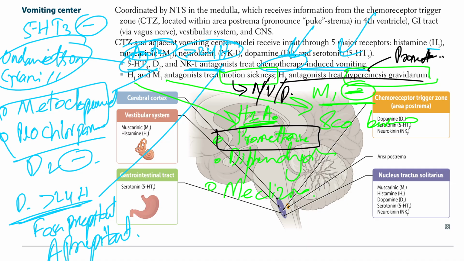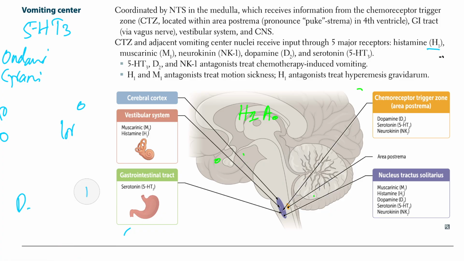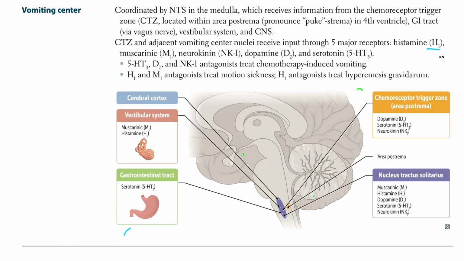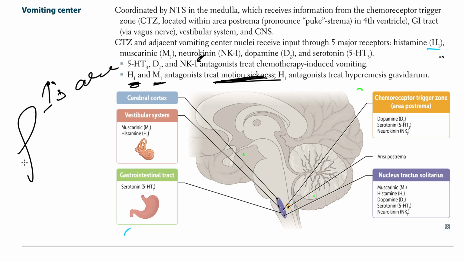So now how do we remember which ones are going to be for motion sickness, which ones are going to be for chemotherapy-induced vomiting? So I have a mnemonic for that, simple. If it contains 1, if it contains 1, it is for motion sickness. Now you say, hey, NK1 is also 1. No. I'm looking at the one here, not this one. Like H1 and M1. This one. Like the subtype of the receptor, 1. Okay? That's for the motion sickness. So ones are for motion sickness.